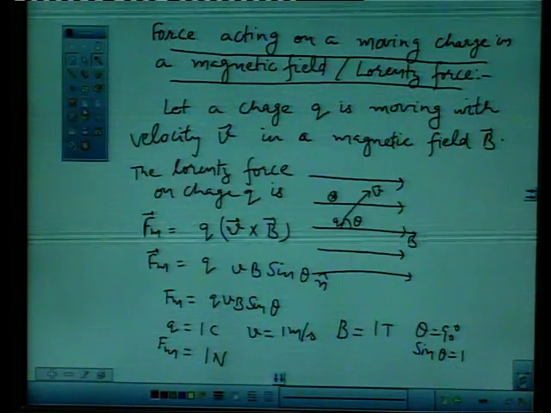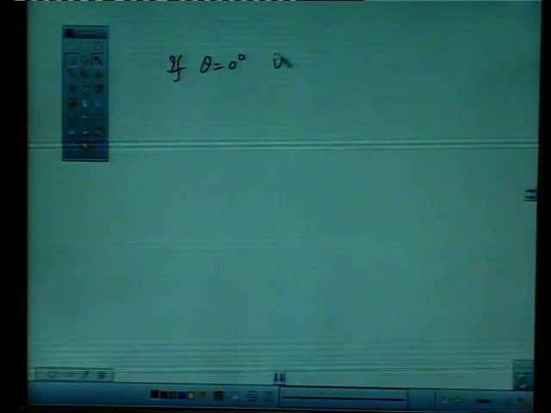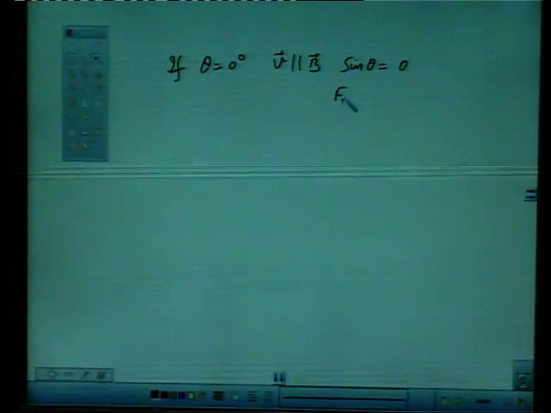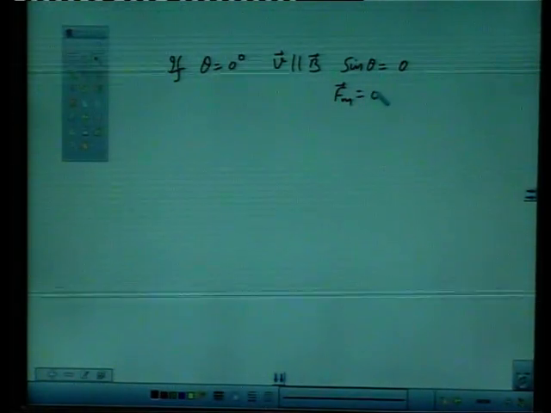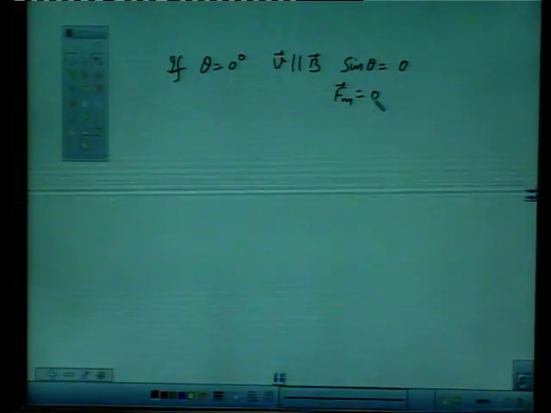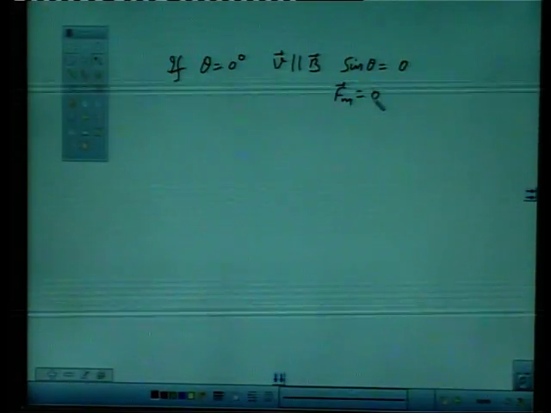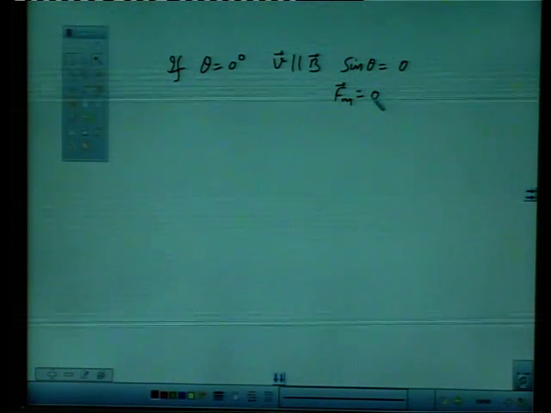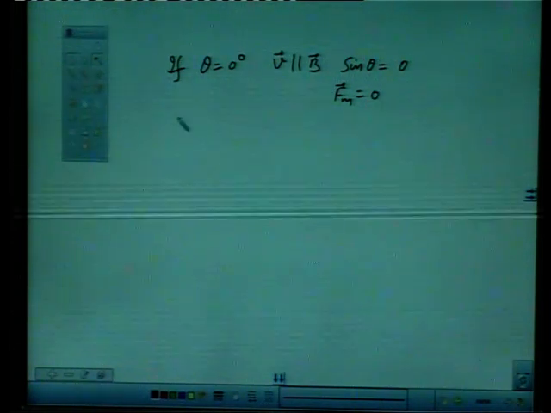We can take two cases. If theta is equal to 0 degrees, it means the velocity vector is parallel to the magnetic field vector. In that case, sin theta is equal to 0 and the magnetic force will be equal to 0. So no force will act on the charge when the velocity is parallel to the magnetic field, which means the charge is moving along the direction of the magnetic field.